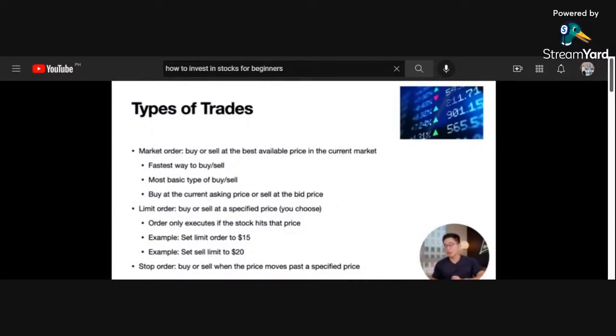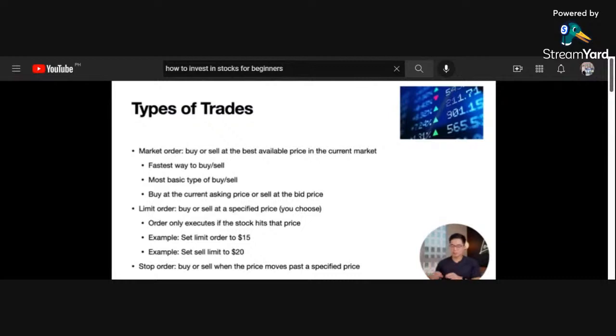So now let's talk about the different types of trades you have when investing in the stock market. The first one is the market order, the second one is the limit order, and the third is the stop order. With the market order, sort of like I showed you guys on Robinhood and Webull, this is when you're buying or selling at the best available price in the current market. So basically the current price as of right now. It's the fastest way to buy or sell, and it's the most basic way to buy and sell stocks. So essentially you're buying at the current asking price or you're selling at the bid price.